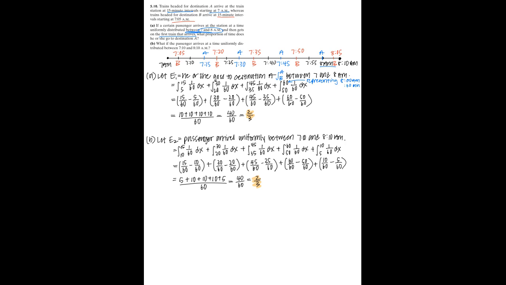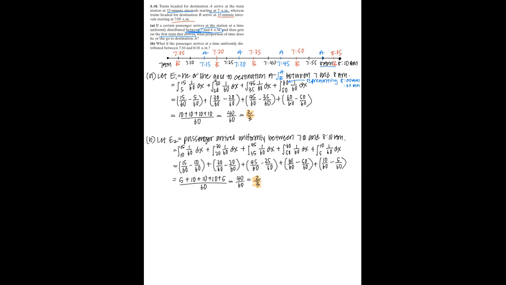Trains headed for destination A arrive at the train station at 15-minute intervals, starting at 7 a.m., whereas trains headed for destination B arrive at 15-minute intervals, starting at 7:05 a.m. A. If a certain passenger arrives at the station at a time uniformly distributed between 7 and 8 a.m. and gets on the first train that arrives, what proportion of the time does he or she go to destination A? So I drew the timeline.